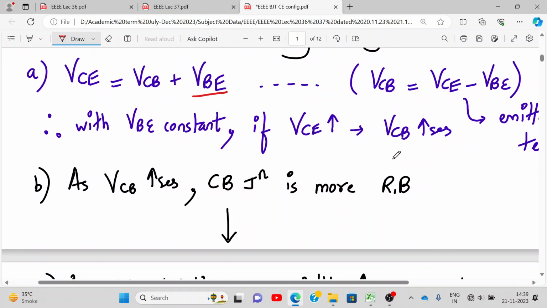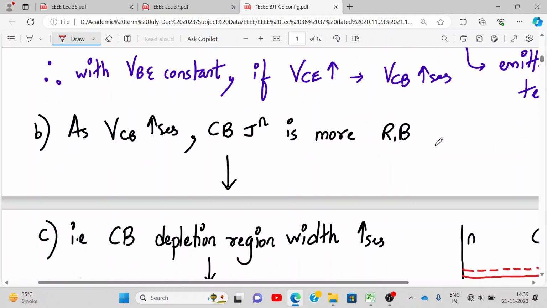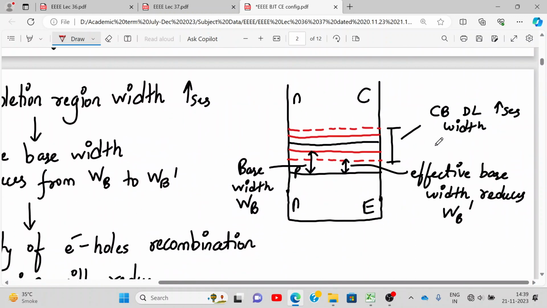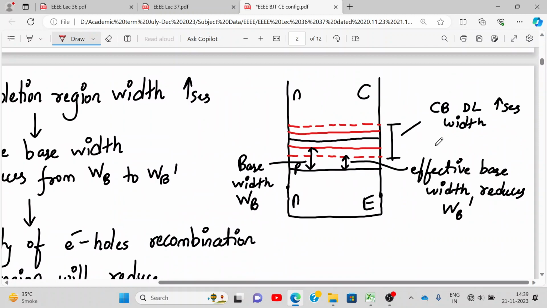Now, if VCB increases, what will happen? What is VCB basically? It is the common base collector junction. So if VCB increases, your base collector junction will become more reverse bias. Yes or no? And if it becomes more reverse bias, what will happen? See, this is my structure of NPN BJT. So what will happen is this is my N.